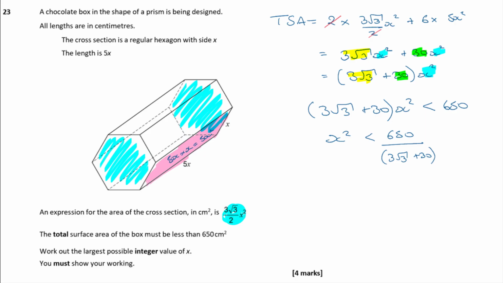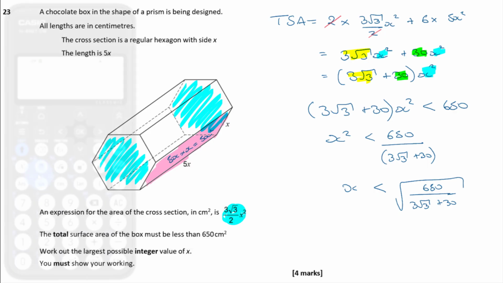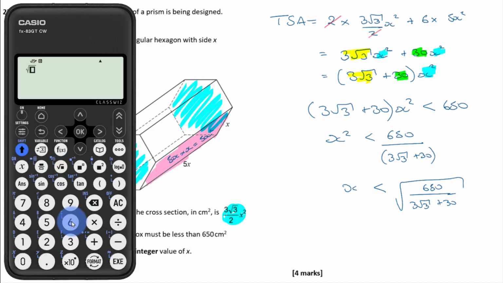So then I suppose x is going to have to be less than the root then of that 650 over 3 root 3 plus 30. Okay, so then I just need to type that into my calculator and then round it down. I'm going to use the fraction key so I can type all of that in one go. So 650 on the top, and on the bottom of my fraction, 3 root 3 come out of the root plus 30. What's that then?